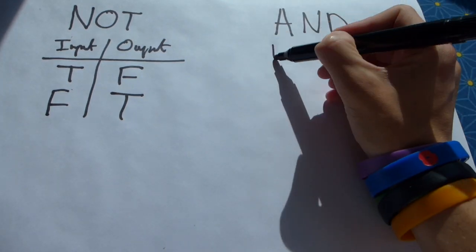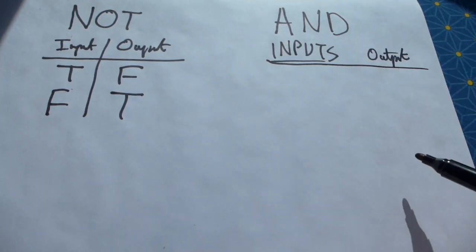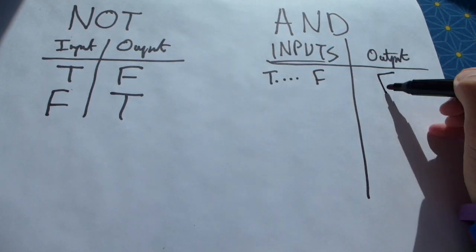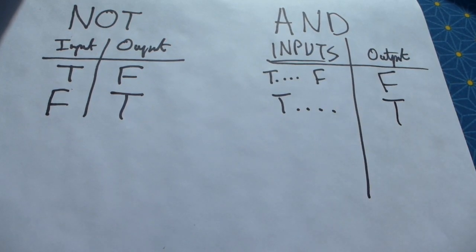Next, there is the AND operation. The AND operation takes 2 or more inputs, and it asks, are all inputs true? If they are all true, the output is true. But if even one is false, then the output is false. So the question AND asks is: is this input and this input and this input true? And so on.